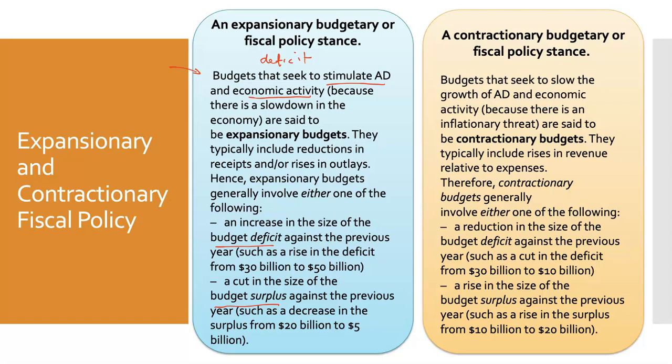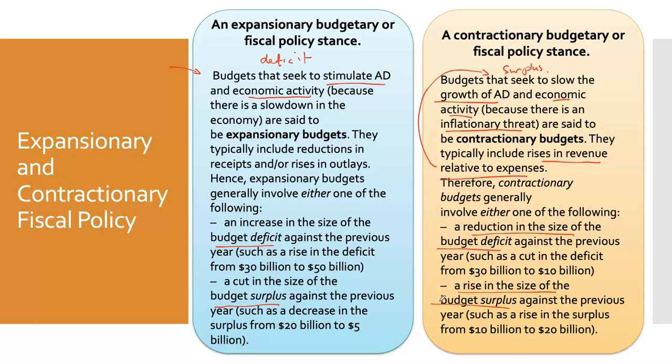Now, a contractionary budget, fiscal policy stance, is typically all about surpluses. These are budgets that are seeking to slow the growth of aggregate demand and economic activity. Why would we ever want to slow activity? It's because the economy is overheating and we have high inflation or inflationary threats. They typically involve rises in our receipts relative to expenses, hence the surplus. Therefore, contractionary budgets generally involve two things: either a reduction in the size of the budget deficit or a rise in the size of the budget surplus.